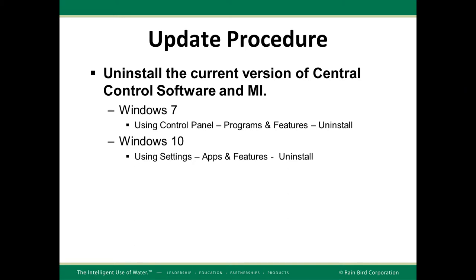After you've backed up your files, you'll want to uninstall the current version of Central Control software and MI that you have. If you're using a Windows 7 computer, you can uninstall by using the control panel, programs and features, selecting the application, and clicking uninstall. If you're using Windows 10, you can use settings, apps and features, select the application, and uninstall.